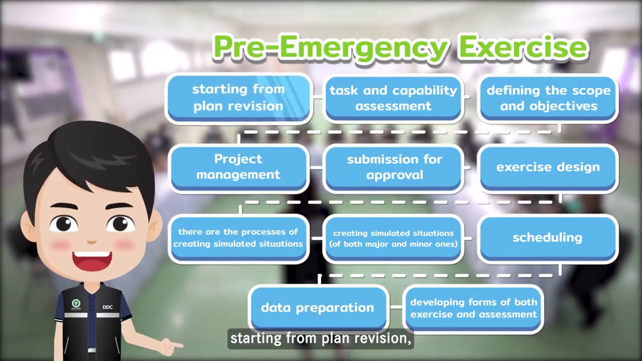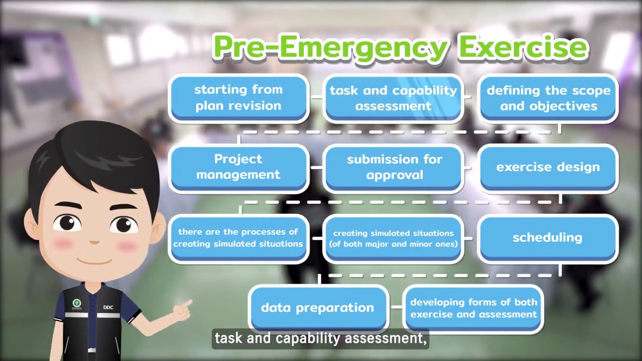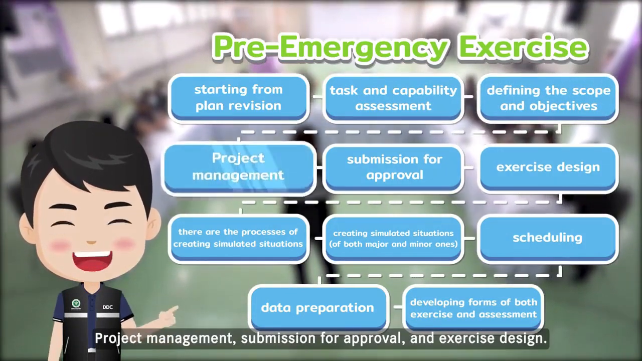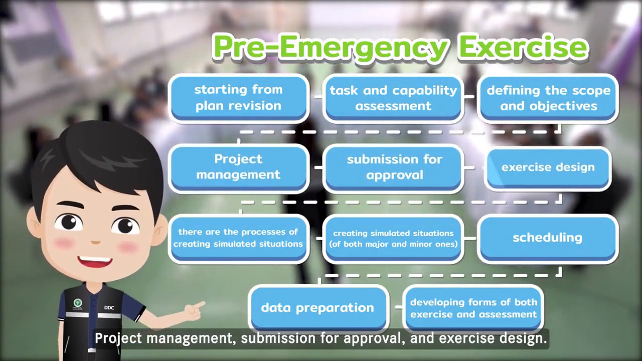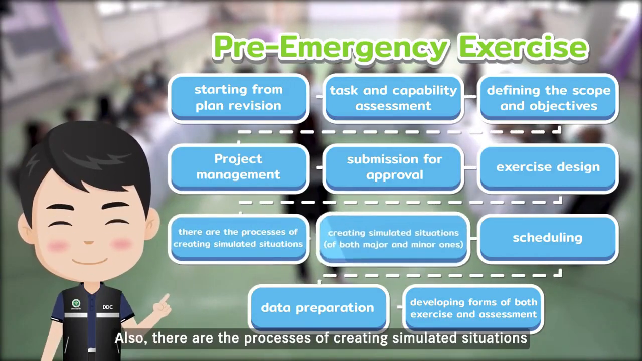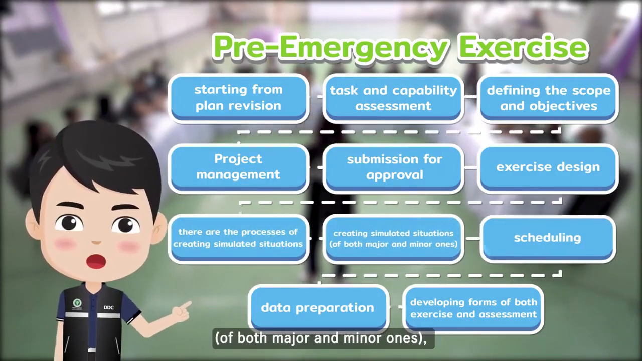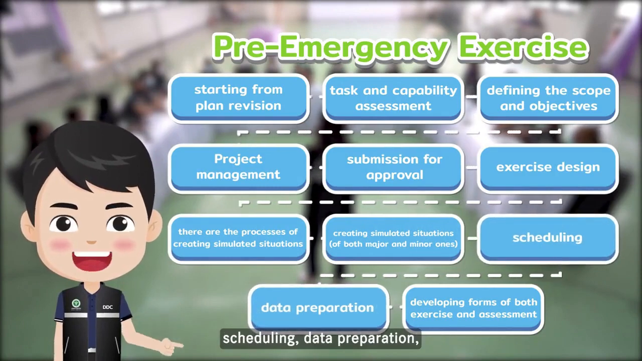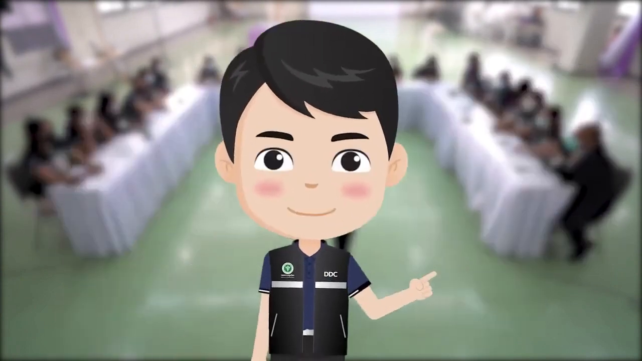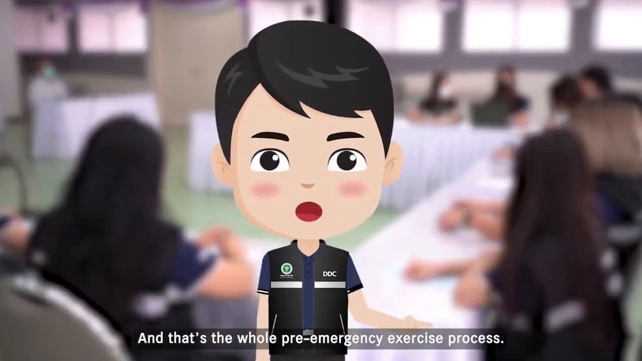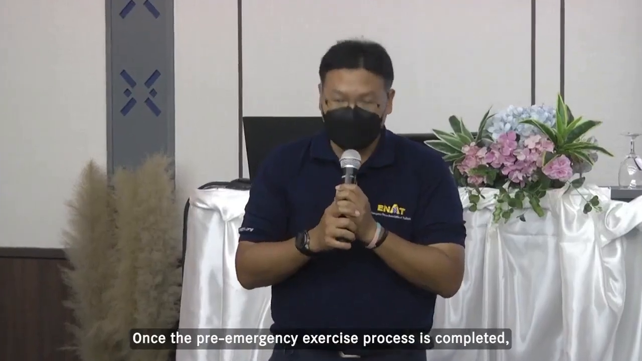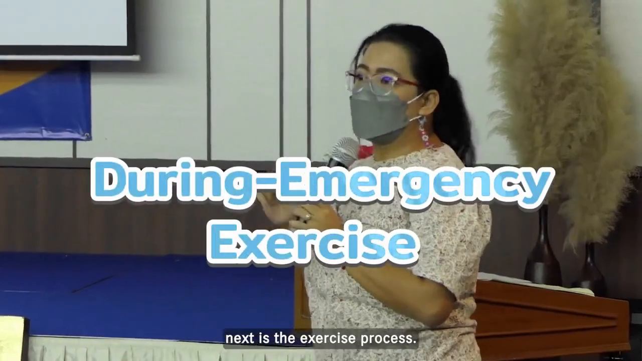Starting from plan revision, task and capability assessment, defining the scope and objectives, project management, submission for approval, and exercise design. Also, there are the processes of creating simulated situations, of both major and minor ones, scheduling, data preparation, and developing forms of both exercise and assessment. And that's the whole pre-emergency exercise process. Once the pre-emergency exercise process is completed, next is the exercise process.